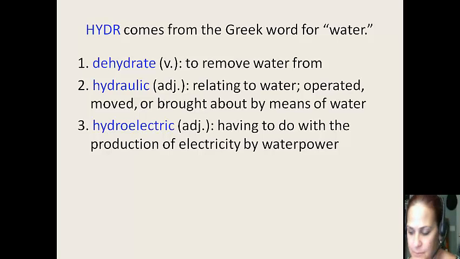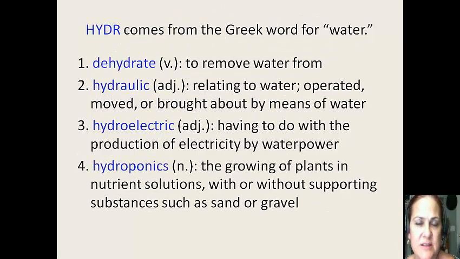The last one that's new this week is hydroponics, the growing of plants in a nutrient solution, with or without supporting substances like sand or gravel. And I myself do hydroponics. I have 4 stations that grow vegetables, and I use clay pebbles. So I have a bucket of water that's a nutrient solution. Actually, one of the things you can put in there is bat guano, which is bat poop. It feeds the plants really well.